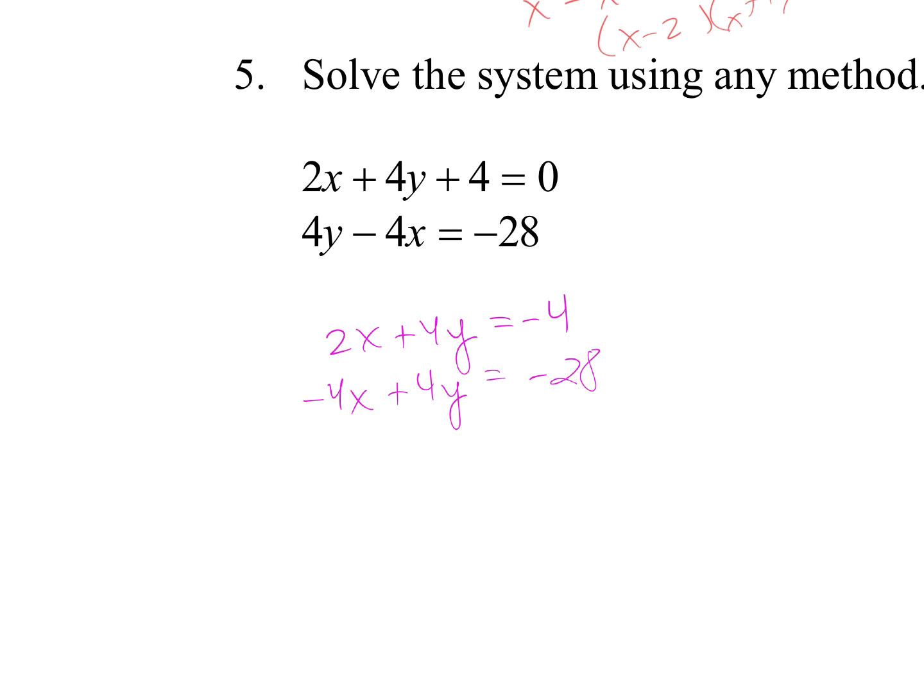What do you want to do? Multiply the top by 2. Yeah. Okay, you want to eliminate the x's. So multiply the top by 2. That's fine. So you get 4x plus what? 8y equals negative 8. Okay. So my x's will cancel. What's 4 plus 8? 12y equals negative 28 and a negative 8 is? Negative 36.